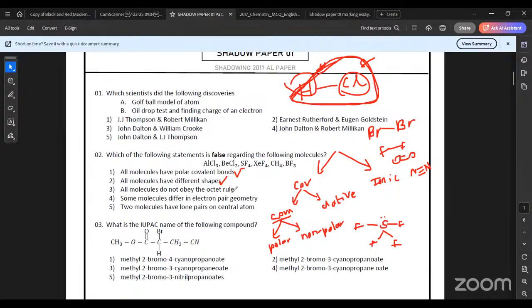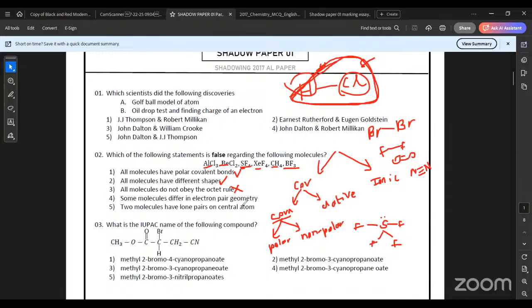All molecules do not obey the octet rule. No, that is wrong. Some molecules do not obey the octet rule, like beryllium chloride, aluminum chloride, and BF3. They do not obey the octet rule, but CH4, XeF4, and SF4 will obey the octet rule. That is wrong. Some molecules have different electron pair geometry. Some are the same, like AlCl3 and BF3, but some are different. We can accept that statement.